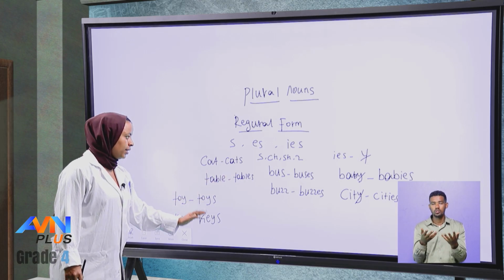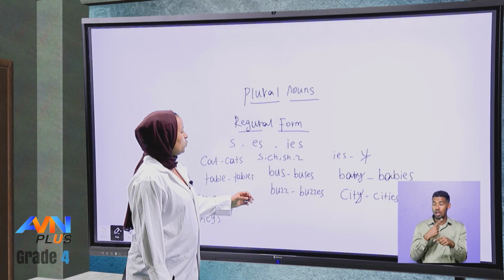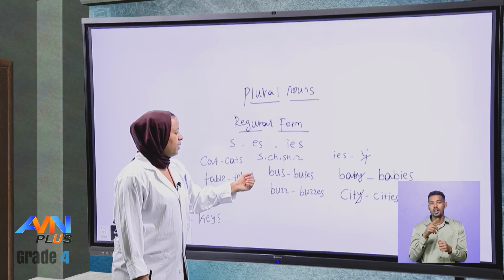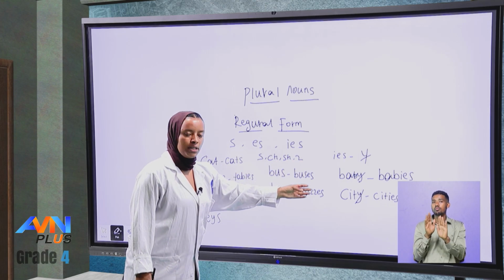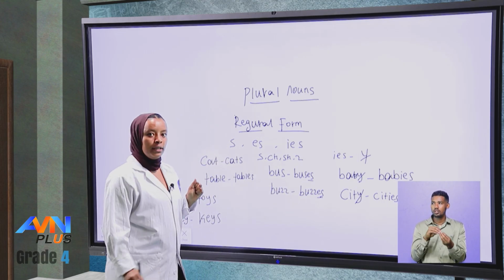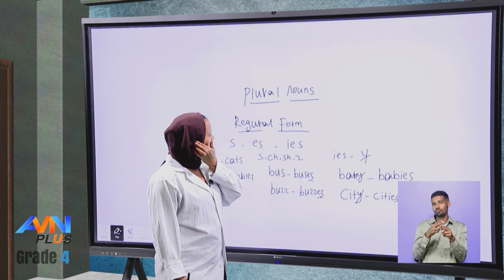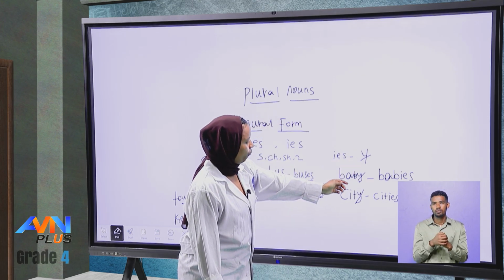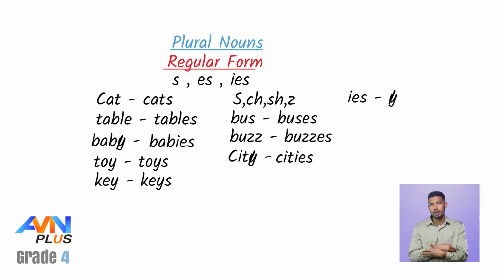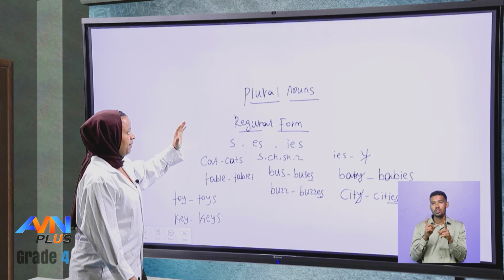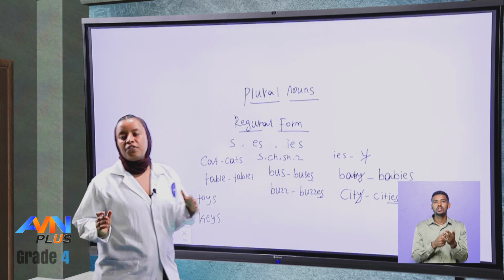So the first rule is add s at the end of the nouns, like cat, cats, table, tables, toy, toys, key, keys. For nouns ending with s, sh, ch, and z, for example bus, buses, buzz, buzzes, add es at the end. The next one, ies, means ending with y, for example baby, babies, city, cities. We just cancel y and add ies at the end of the nouns. Here are the regular forms.